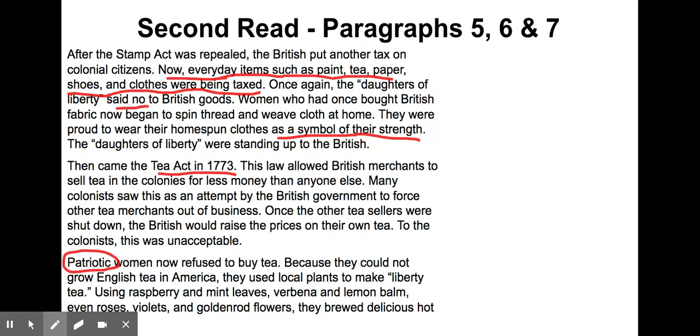Because they could not grow English tea in America, they used local plants to make Liberty tea. So again, we're talking about what the women did. They used local plants to make their own tea. Using raspberry and mint leaves, verbena, and lemon balm, even roses, violets, and goldenrod flowers, they brewed delicious hot tea. Now, let's get down to our gist.